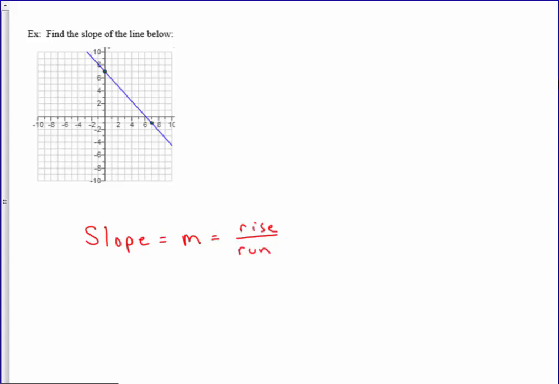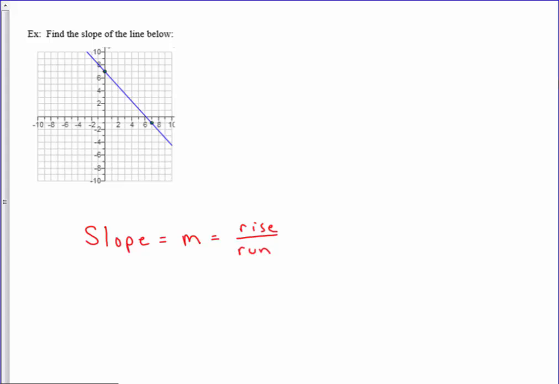There are two different formulas to find the slope of a line. The first formula I call a practical formula, and I'll use this if I'm finding the slope of a graph. My practical formula for slope is slope equals m, which equals rise over run.